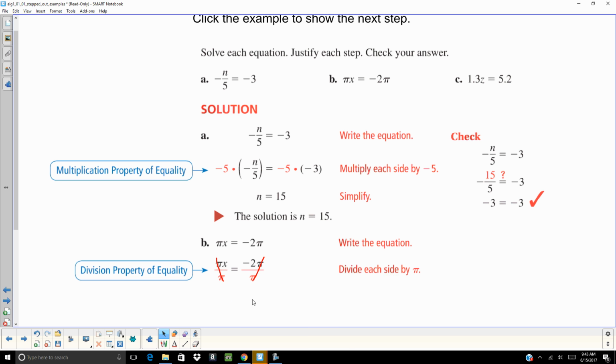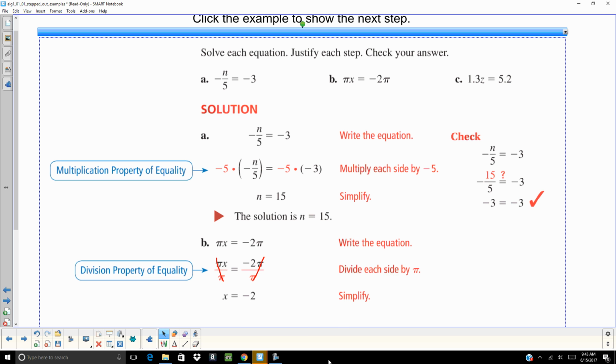And you're going to get x equals negative 2. Plug that back in to check it. Go to your original equation, take out the x, put in negative 2, and you get negative 2 pi does equal negative 2 pi.